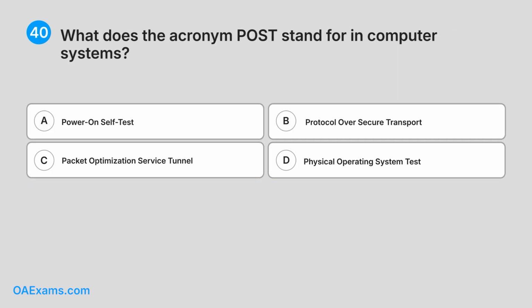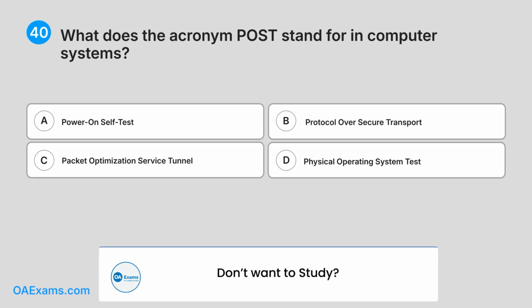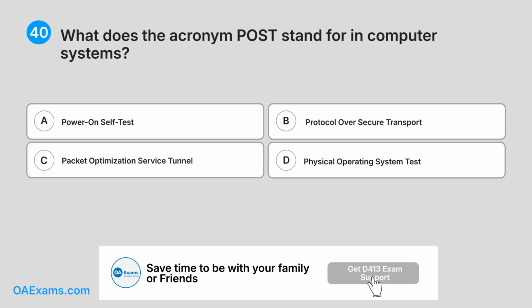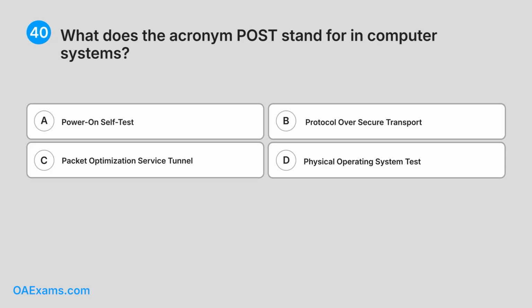40. What does the acronym POST stand for in computer systems? A. Power-on self-test. B. Protocol over secure transport. C. Packet optimization service tunnel. D. Physical operating system test. What do you think is the answer?